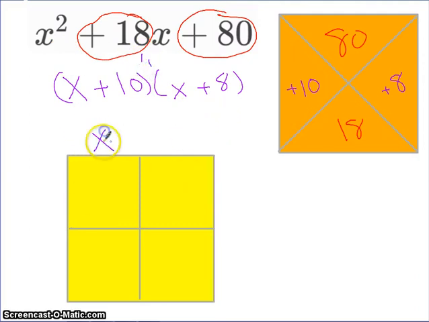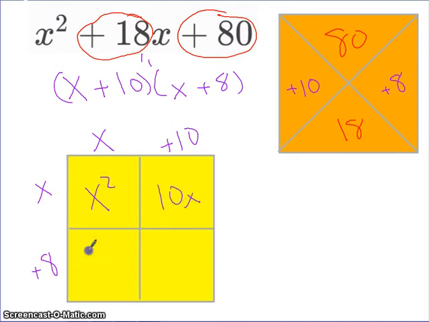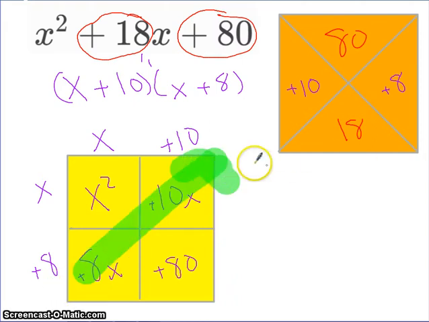So I'm going to put my factors on the outside, x and plus 10, x and plus 8, and then multiply to make the inside. X times x is x squared, x times 10 is 10x, 8 times x is 8x, and 8 times 10 is 80. And then I can add my two terms on the diagonal, 8 plus 10 to give me 18x.